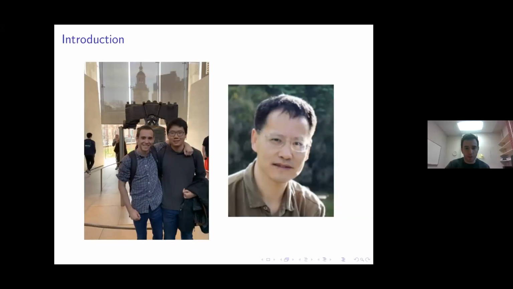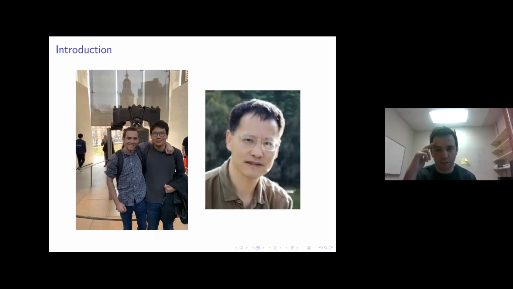So as an introduction, this is joint work between Young Ho, who I believe I saw in the chat, and our advisor, Xing Xing. On the left is me and Young Ho in Philadelphia a few years back, and the floating head to the right is our advisor, Xing Xing. And as a quick advertisement, Young Ho is going on the postdoc market soon, so I'm just advertising that fact. If you like what you see, maybe reach out to him.